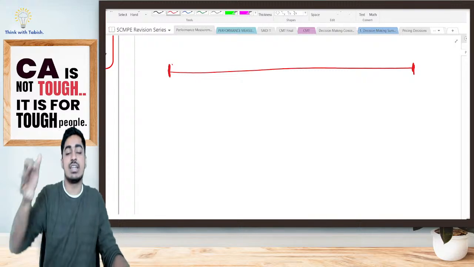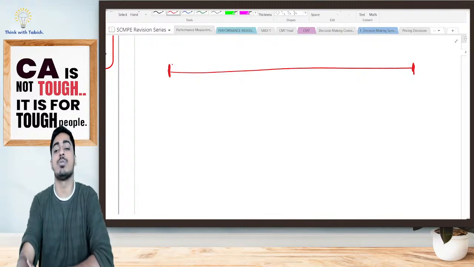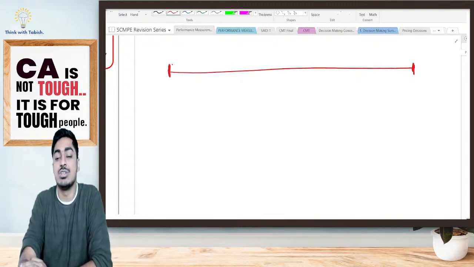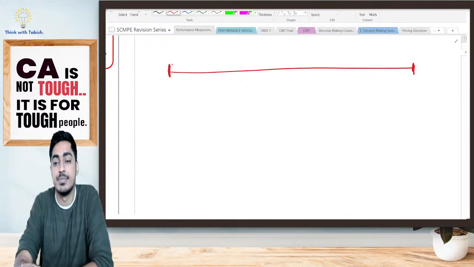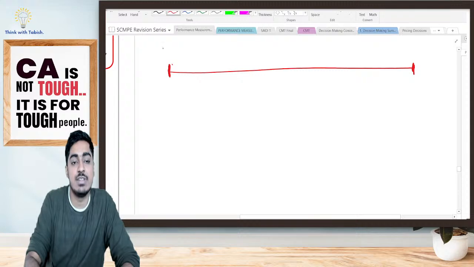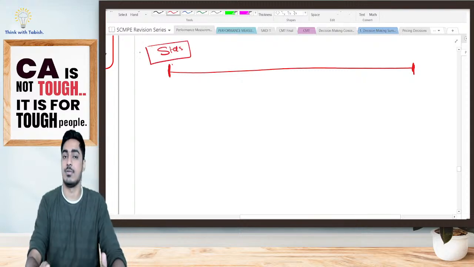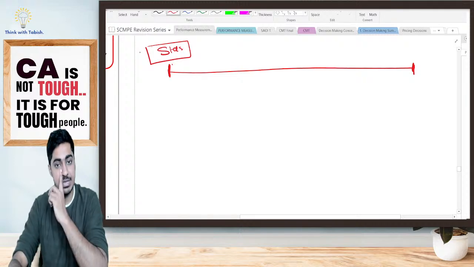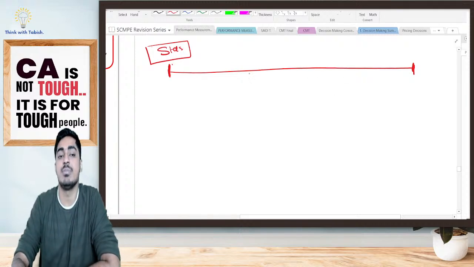Yes, suppose I've set a target telling, okay, next year I want a profit of 1 crore rupees. When should I set that? Should I set it at the start of the year or at the end of the year? I should be setting it at the start of the year, yes or no? So standards I will set at the start of the year. Fine. That means results, I will be getting by the end of the year.